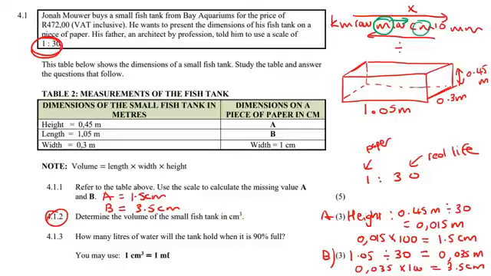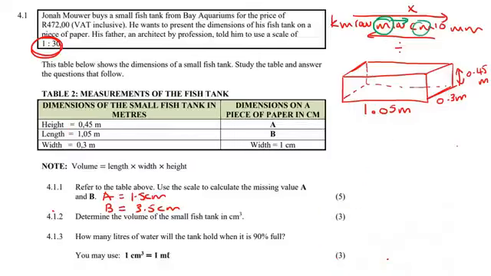But now this can be a confusing question. They're saying determine the volume of the small fish tank, but they're not talking about the centimeter values that we just got here. Those values are the dimensions on the piece of paper. They want the dimensions of the small fish tank. So we're going to use these values, but they want it in centimeters. Oh, so much converting. So we're going to go and convert all of these now into centimeters.